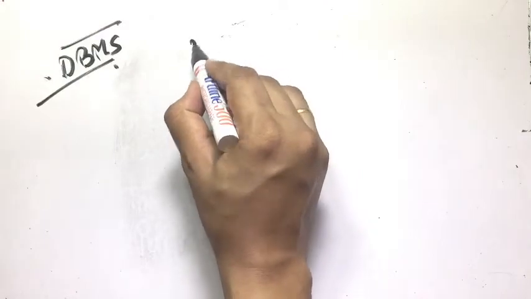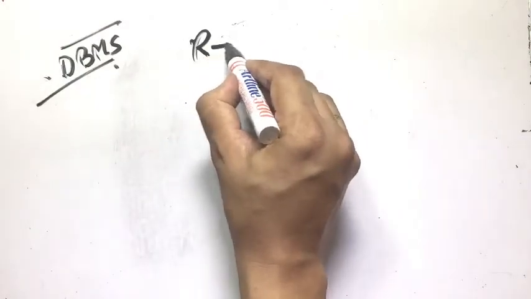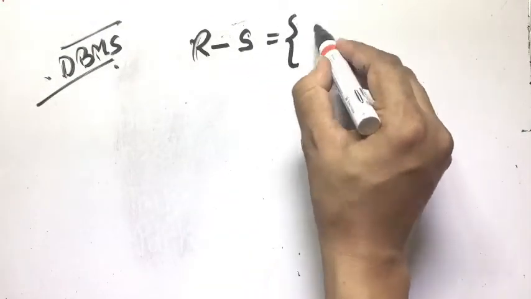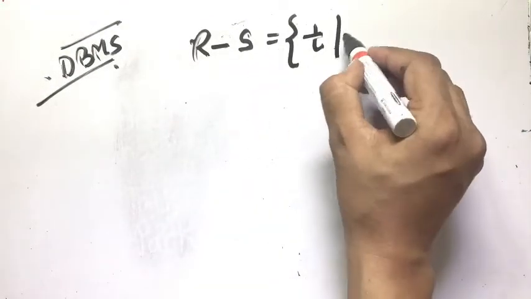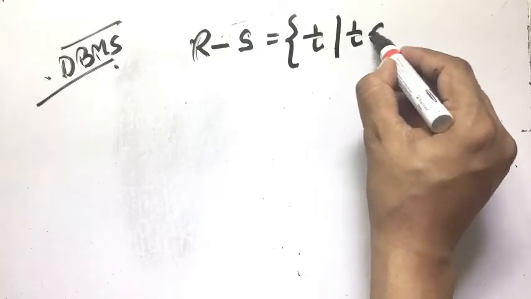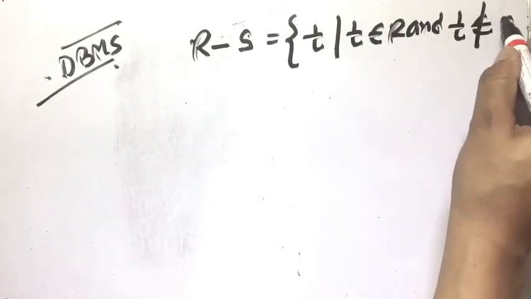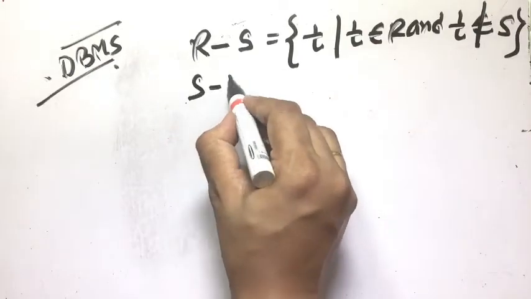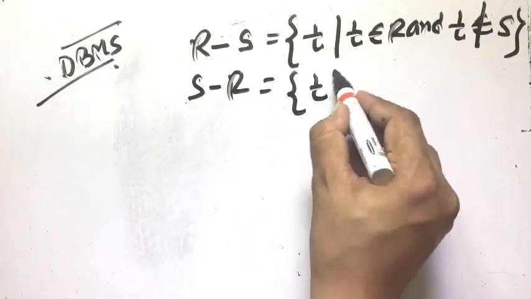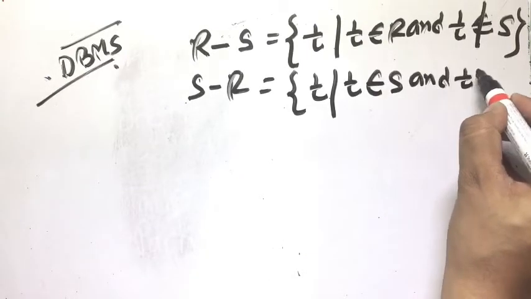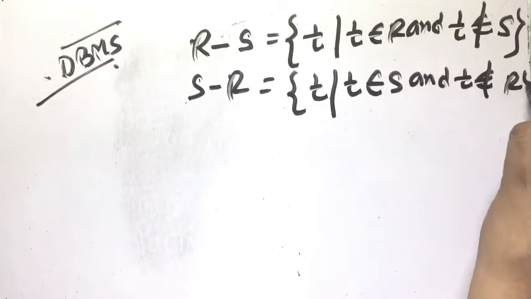Suppose R is a relation and S is another relation. That R minus S equal to, you can say, T. It will display those tuples that are in R and are not in S. Suppose it is S minus R, then those tuples will be displayed that belong to S and do not belong to R.